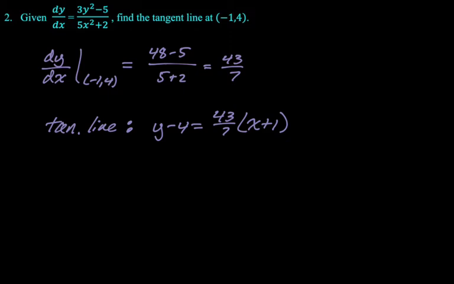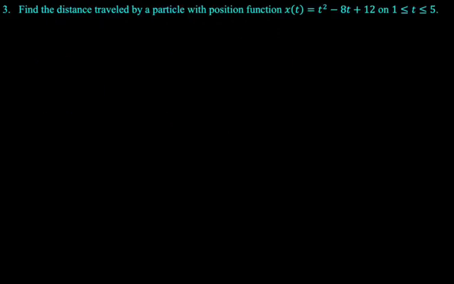All right, next up. Find the distance traveled by a particle with position function x of t equals t squared minus 8t plus 12 on the interval from 1 to 5. Okay, so remember, distance is harder to find. There are 2 questions, distance and displacement. Displacement would just be x of 5 minus x of 1, and you would be done. For distance, you have to find the velocity, set it equal to 0, and see if you change direction anywhere in the interval, so let's just do it.